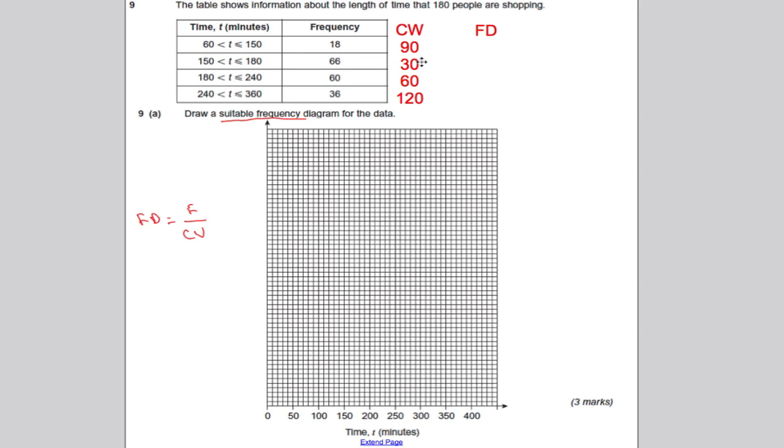180 take away 150 is 30, and so on. So that's the class widths for each one. Again, if you're not sure, do look at the video on histograms. And then I work out the frequency density for each one. So there's all our frequency densities.